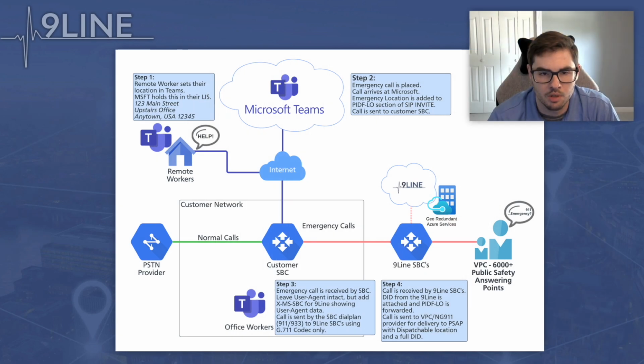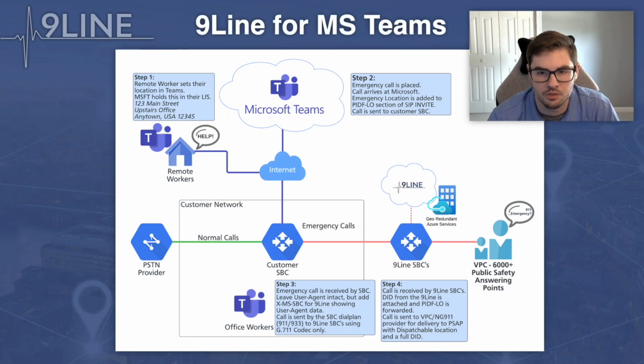So Microsoft has supplied an LIS, or Location Information Service, in the Teams admin portal for discovery of MS Teams users within the corporate environment. This can be based on switch chassis, access point, or IP subnet. As an administrator, you assign an emergency location to a network element. Users' network locations are discovered by the Teams client, and when an emergency call is placed, that dispatchable location is transmitted by Microsoft in the PIDF-LO section of the SIP INVITE.